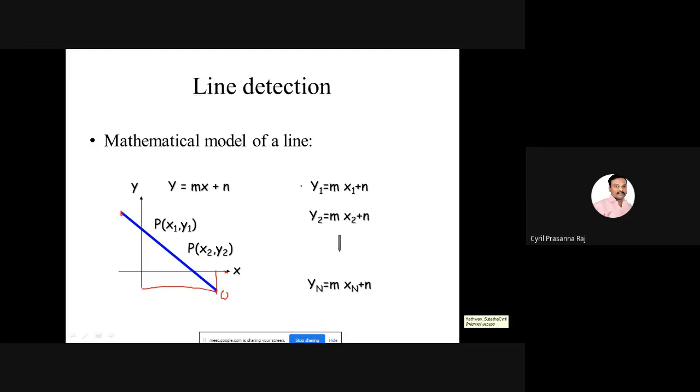Now, if you take this simple mathematical equation, this will help us in identifying what the Hough transform is all about. Okay, let us see what this Hough transform is in detail.